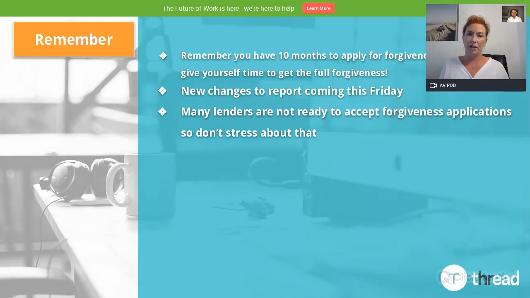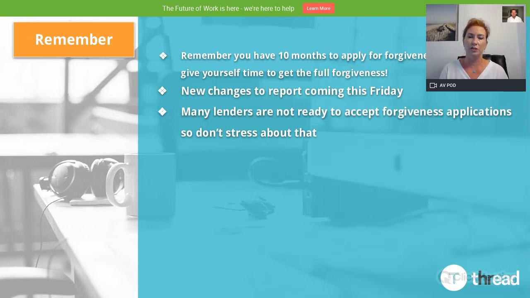So remember this, though, you have 10 months to apply for forgiveness. So make sure you give yourself plenty of time. There's no hurry, no rush to do this. You have plenty of time to do it. So just make sure you've done everything you can to get the full exemption.